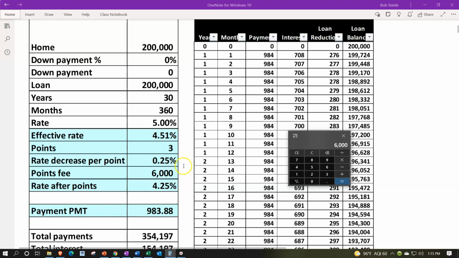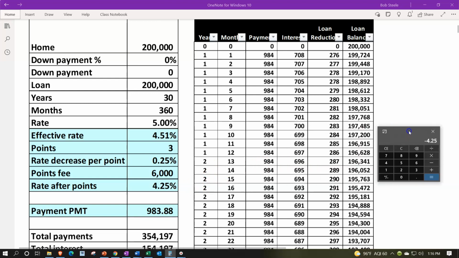Now, the next question is, how much decrease will we have from the payment of the points? This could differ from loan to loan. One point pretty much always means 1% of the loan, but the amount of decrease is something more likely to vary. We're going to say it's 0.25 in this case. So that means we're going to have a 0.25 decrease in the rate per point. So 0.25 times 3 points is 0.75, minus the rate of 5%. That means the new rate is going to be 4.25.